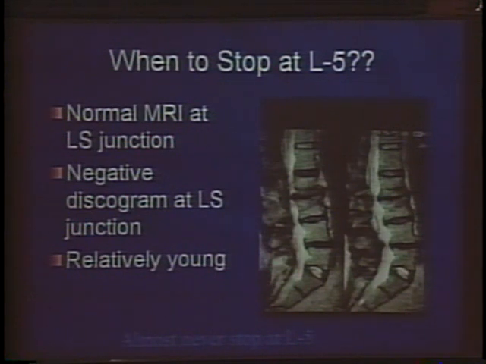When do you stop at L5? My position is almost never. I suppose if you have a completely normal MRI, negative discogram at the lumbosacral junction, and a relatively young patient, you could consider stopping at lumbar 5. I think the incidence of eventual degeneration of L5-S1 at 5, 7 or 10 year follow-up is going to be very high.